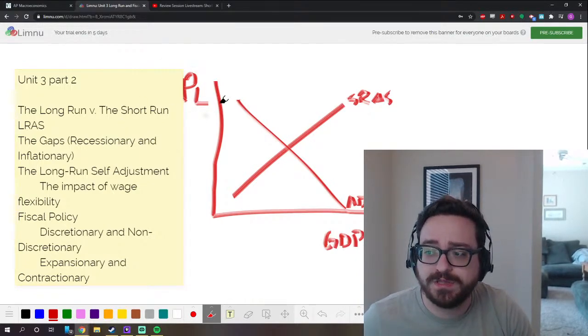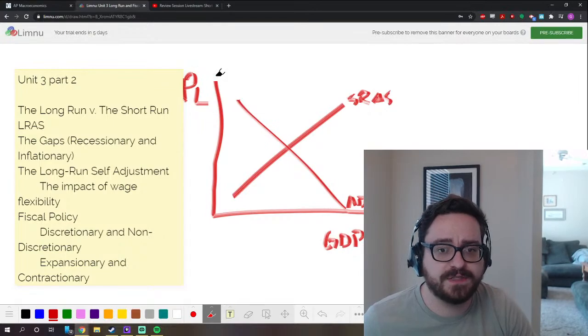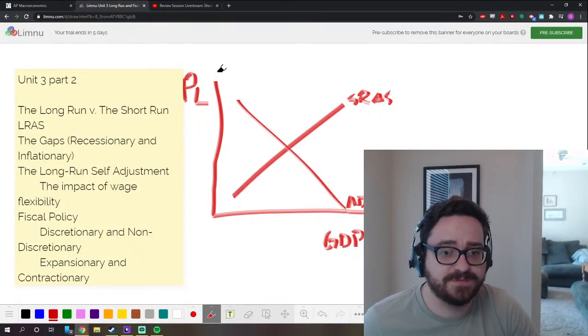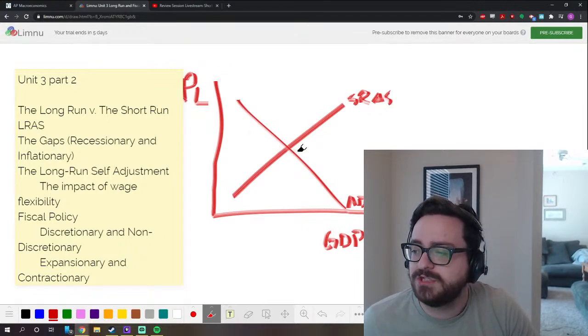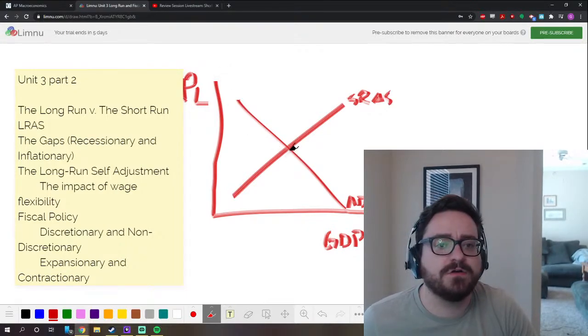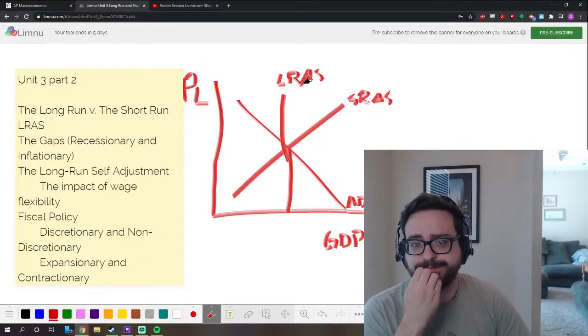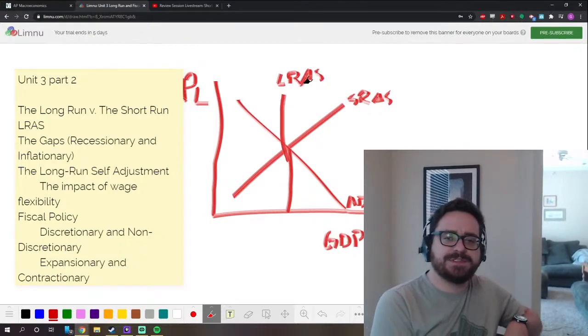It wouldn't matter what the price is, because in the long run, the prices can go up and down, they can change. Prices aren't sticky, they're fully flexible in the long run. So you get a different looking supply curve, one that is typically drawn like this, a vertical line. The long run aggregate supply curve.